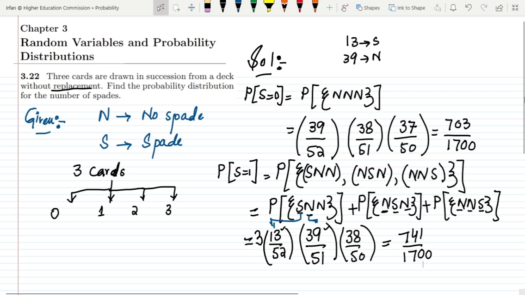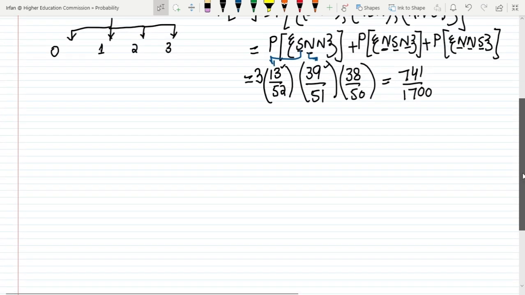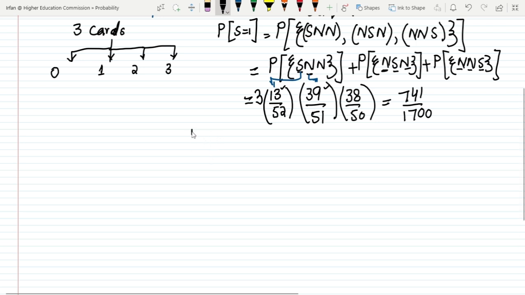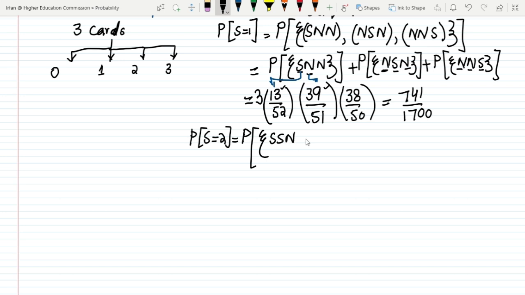Now, similarly, let me go down. In order to find the probability that S equal to 2, what will be the options here? The options would be that either the first two are spades and the last one is non-spade.